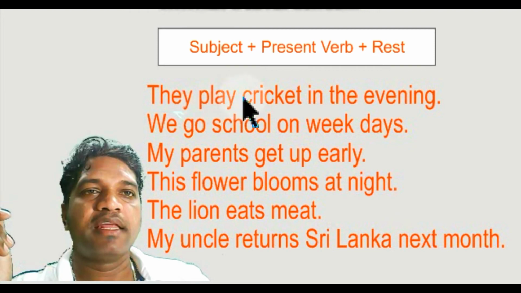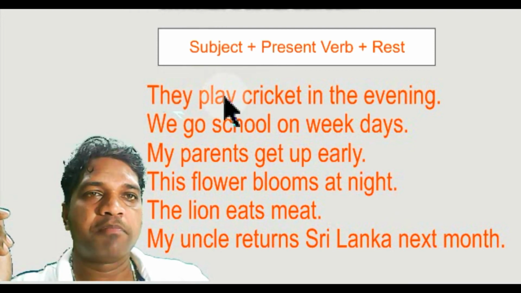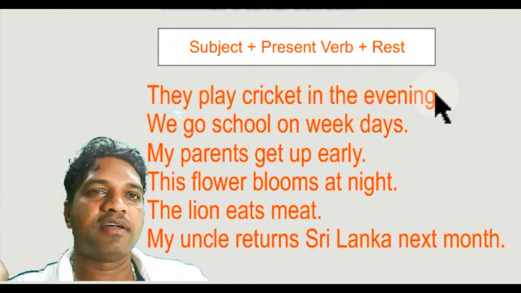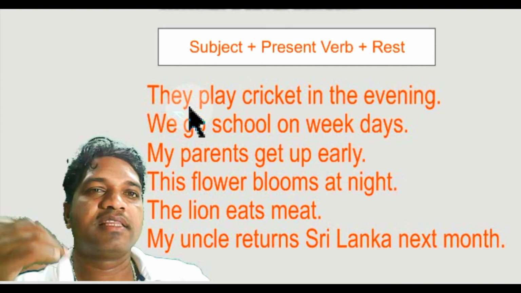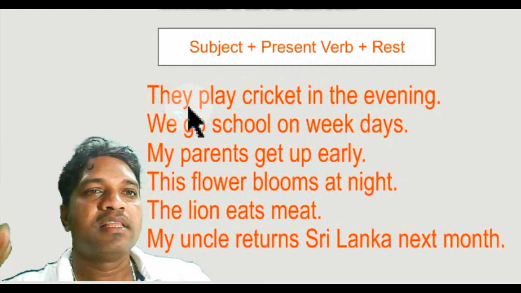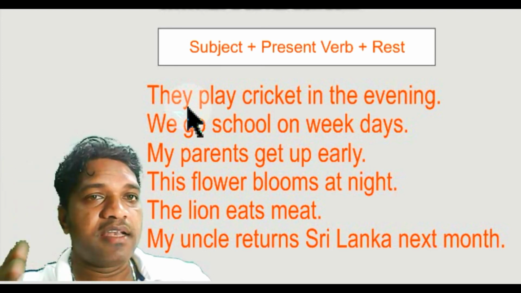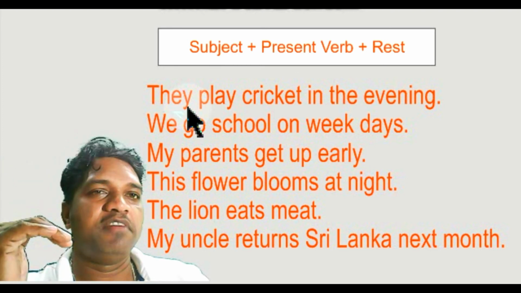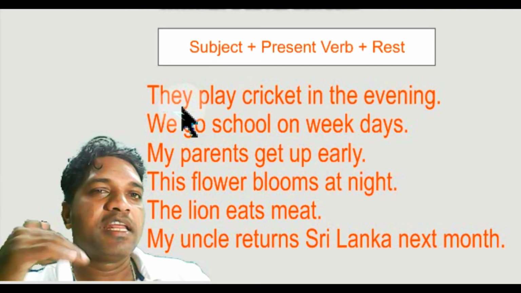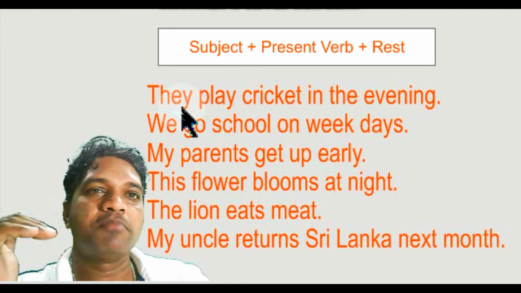They play cricket. Here the subject is they. After that we use the present verb play, and cricket is the other part, right? This is a simple present sentence. It's a thing that is happening always. The last days or previous days also they played cricket, and tomorrow also they will play cricket, and today also they play cricket in the evening, right? This is a repeated action. So to tell this repeated action, we use the simple present tense.